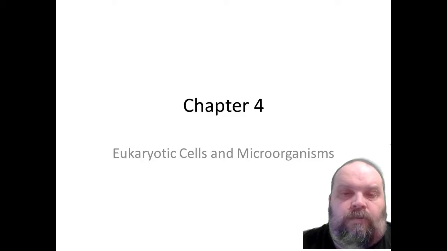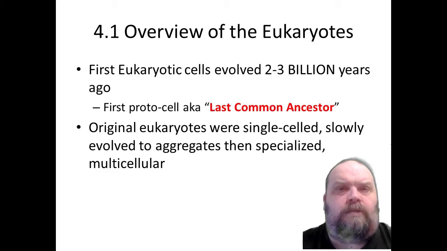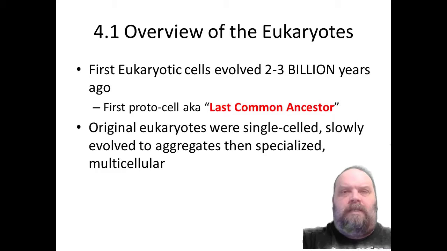Now, chapter 4, our first lecture, is going to be looking at and starting to discuss eukaryotic microorganisms. From what we've seen so far, we've discussed mostly the prokaryotes, bacteria, archaea to an extent. Here we're going to be looking at eukaryotes, things that have a nucleus. Okay, so let's look at chapter 4, eukaryotic cells and microorganisms.